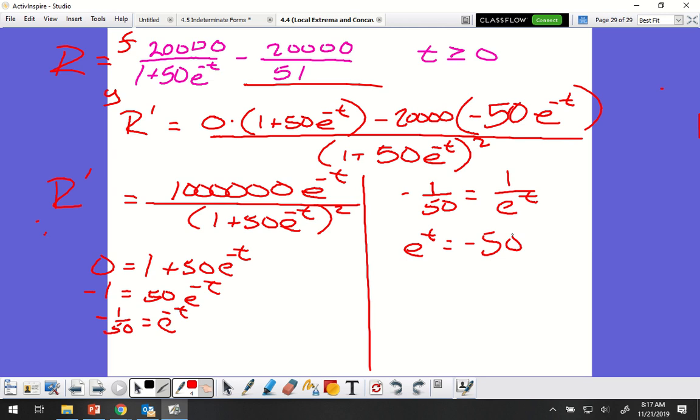Now, looking at this and knowing your e's and ln rules, is e to the t ever going to be negative 50? No, it's not. So it's not going to work out, because when I do this, it would be an ln on both sides, so t equals ln of negative 50. Go ahead, see what your calculator says.